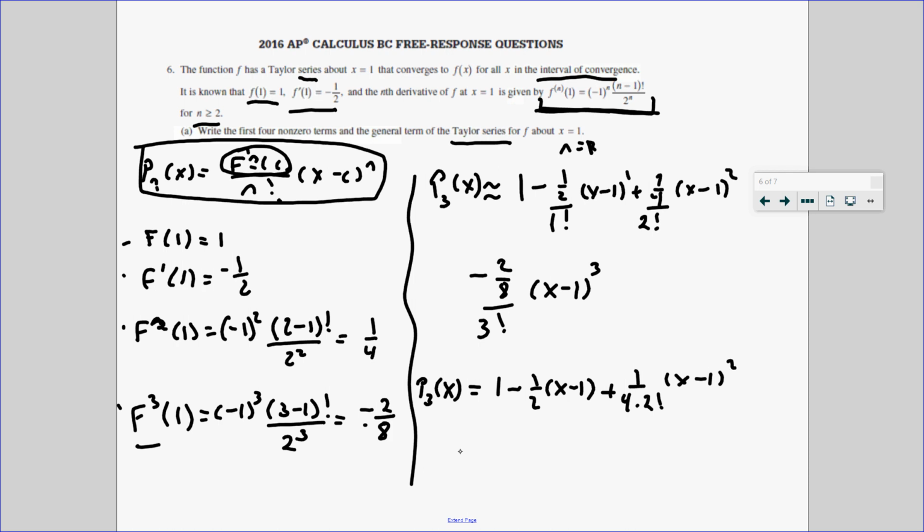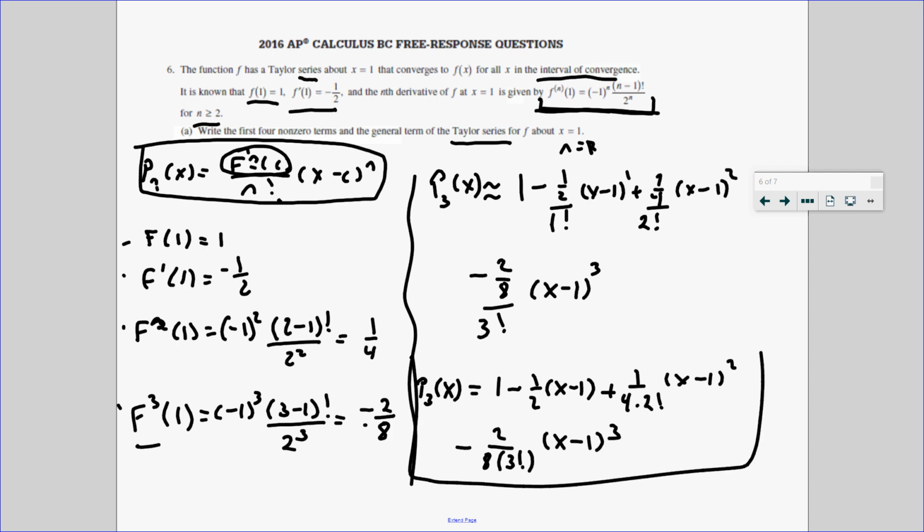And then minus my last term, this becomes 2 over 8 times 3 factorial times (x minus 1) cubed. And there's our third degree Taylor polynomial right there. And let's take a look at how they score this. You will get 1 point for the first 2 terms, 1 point for the third term, and then 1 point for all the other terms. 1, 2, 3. So you would get 3 points for this question on the AP, possibly 4, okay?